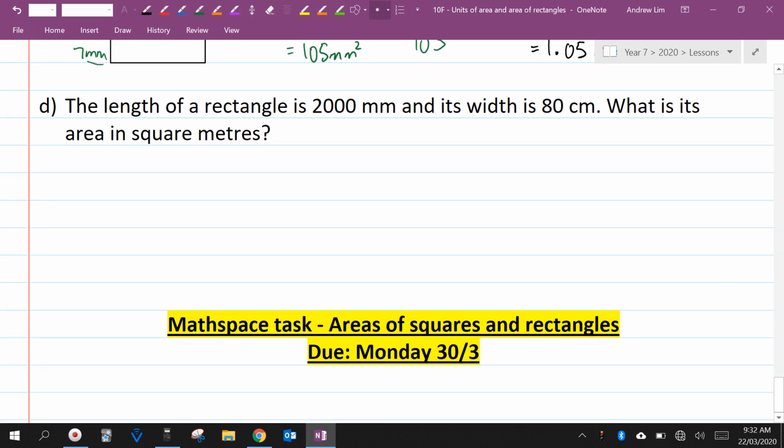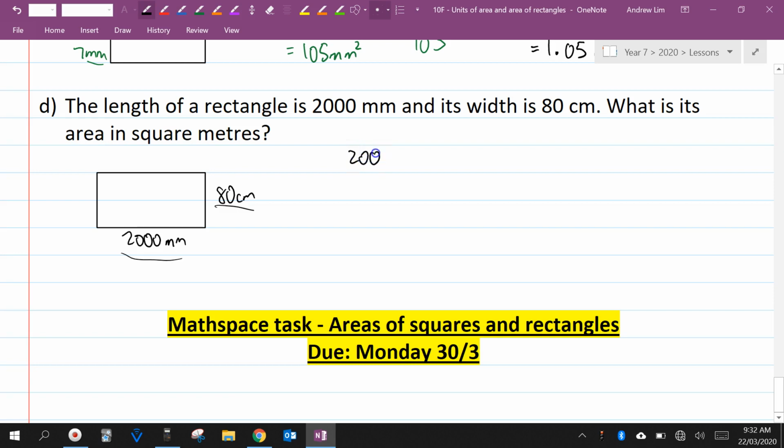Okay, question D. The length of a rectangle is 2,000 millimeters, and its width is 80 centimeters. What is its area in square meters? So here we've got our rectangle. Its length is 2,000 millimeters. Its width is 80 centimeters. We want the area in square meters. So maybe the best thing to do here is to convert both of these into meters. So then when we have something meters times something meters, it'll give us our answer in square meters.